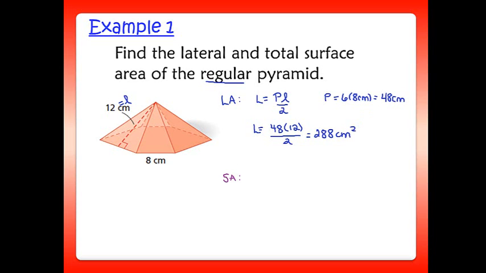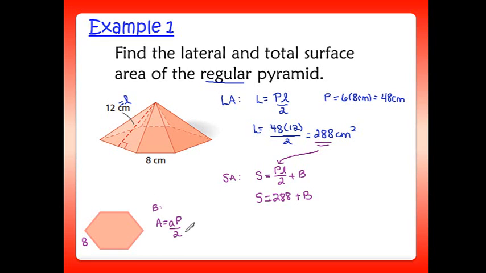Now let's look at the total surface area. That formula uses the lateral surface area plus the area of the base. So I know that the lateral area is 288. So this can be plugged in right here. So we have S equals 288 square centimeters plus the area of the base. So I've got to figure out what the area of the base is. Looking at my base, it is a regular hexagon, so all the sides are 8 centimeters long. And I need to find the area of that. Well, you may remember that the area is the apothem times the perimeter divided by 2. So I know the perimeter, we said it was 48.